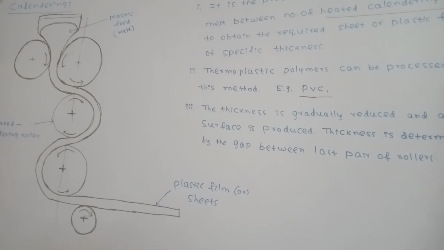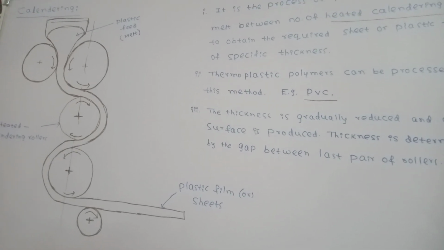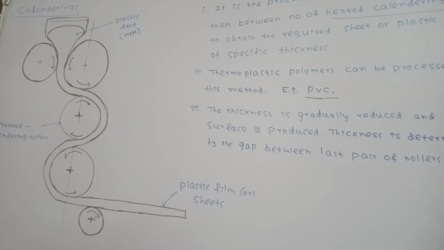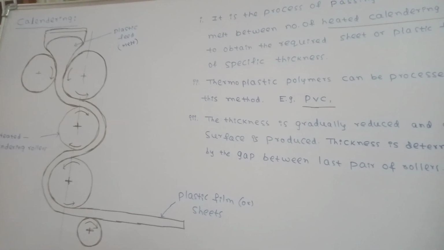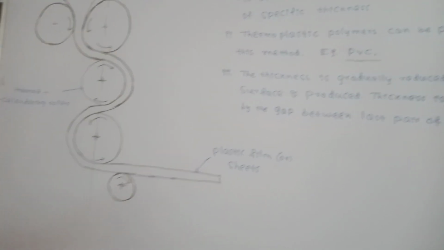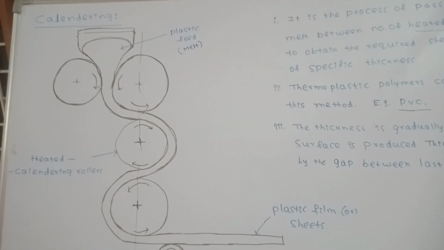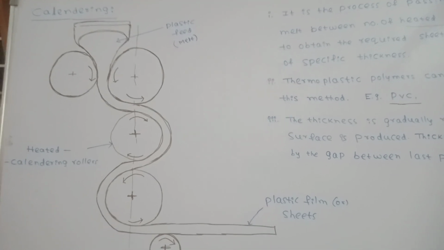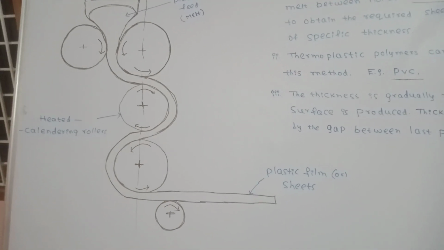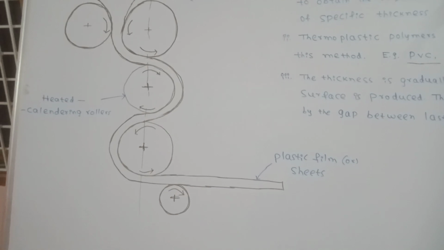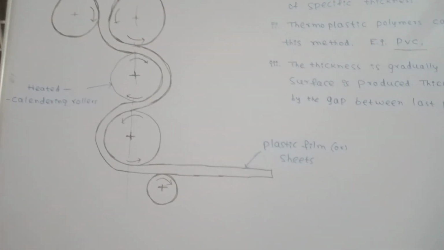This method has been there for 100 years. So this is one of the methods of processing of polymers. As we have discussed, in the calendering process we are processing thermoplastic materials.